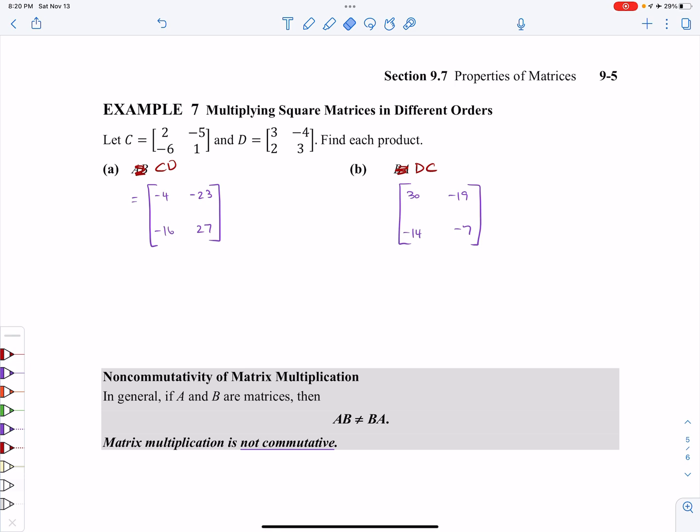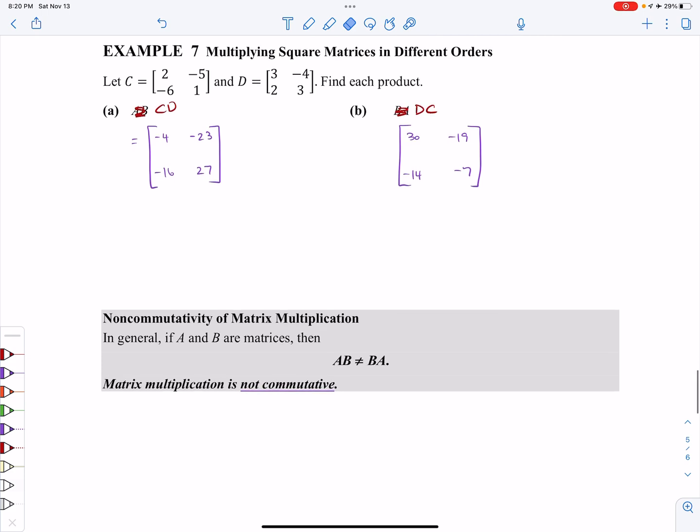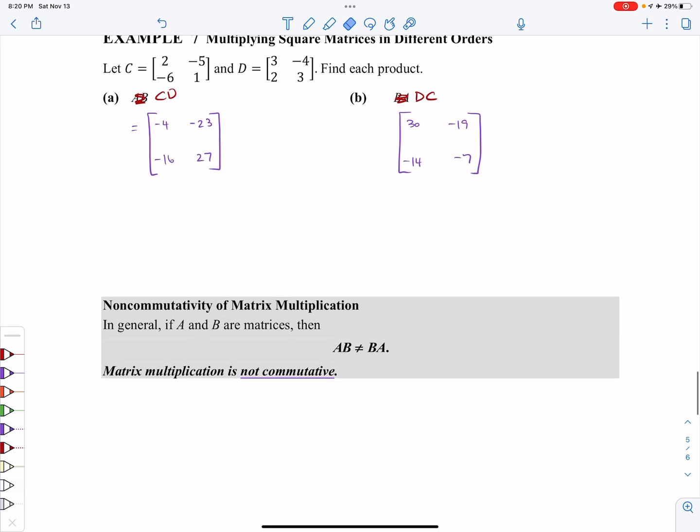One of the things that Lyle, the author, points out here is that matrices are not commutative, so trading the order does not yield the same matrix. So just be aware that C times D here is not the same thing as D times C.